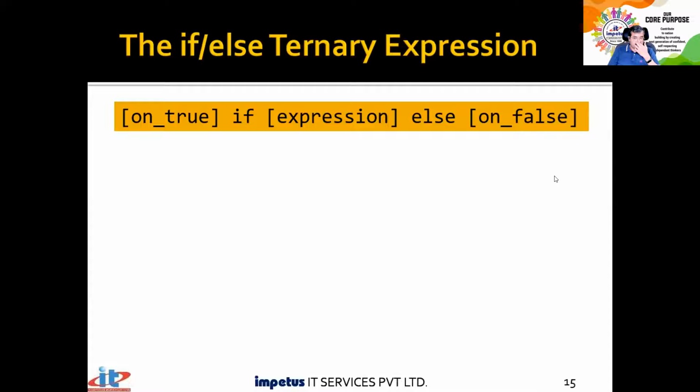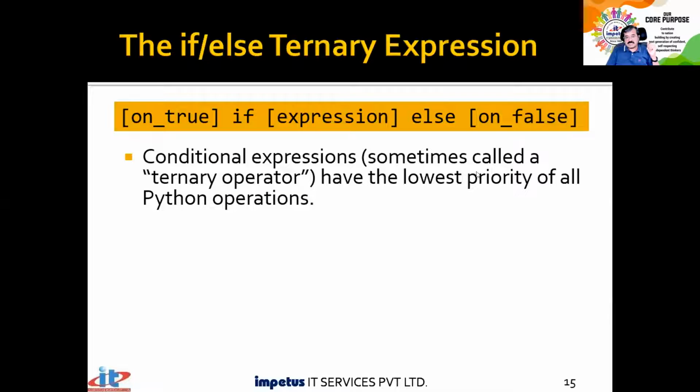How do you read this? It says something like this: on true, if expression, else false. So the basic idea of using Python is to reduce the number of lines. The entire if-else construct can be represented in one line. So how do I read this? If the expression evaluates to true, execute this part. If the expression evaluates to false, execute this part. Conditional expressions, sometimes called the ternary operator, have the lowest priority of all the Python operators, so this will get evaluated last.